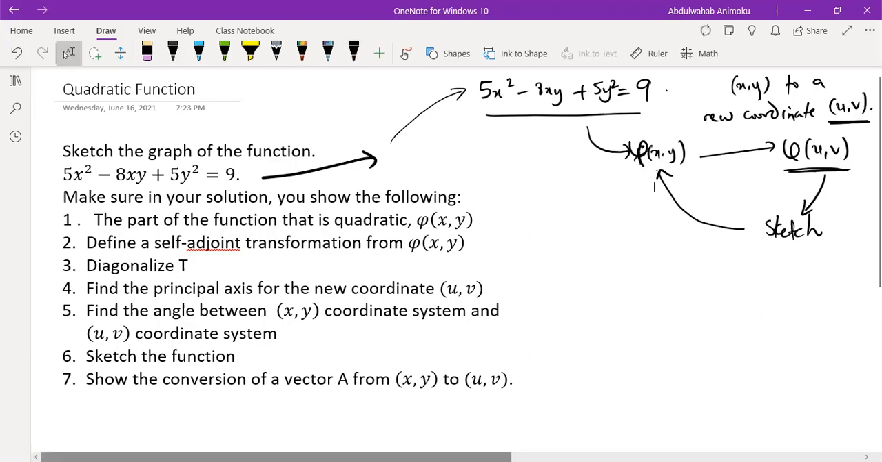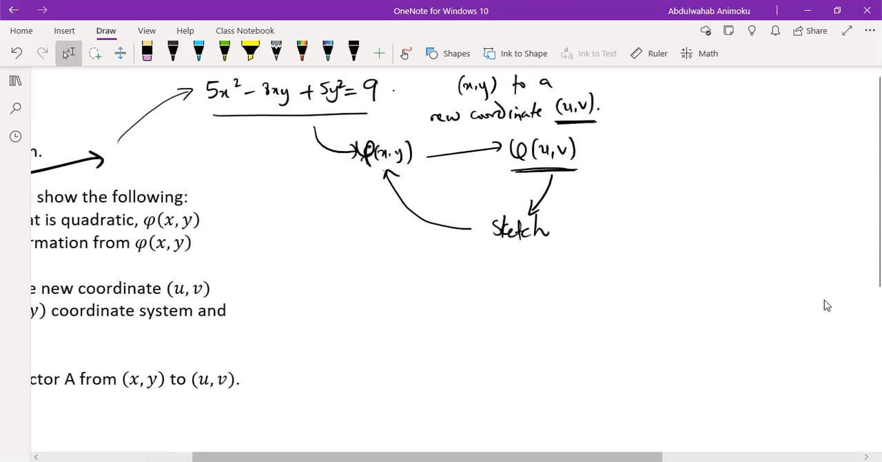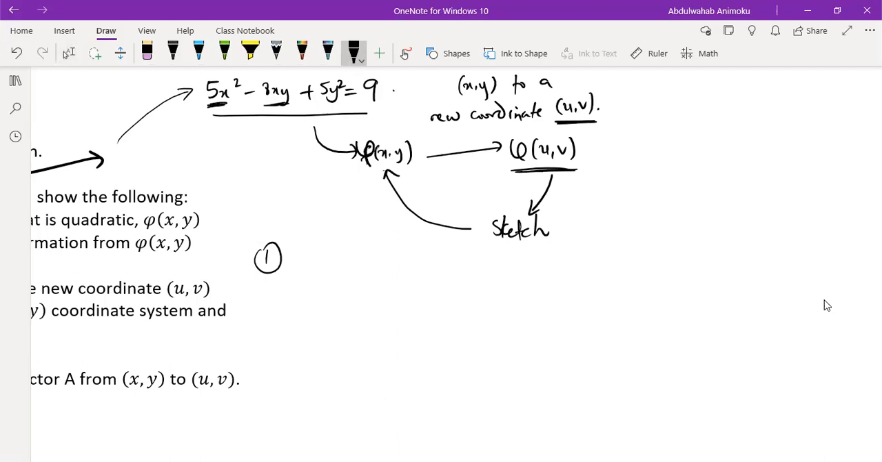So what's the first thing? The first thing is that we need to declare the quadratic part of this function. A function is quadratic if each term of the function is quadratic, meaning it has degree 2. By degree, I mean the sum of the powers of the variables. So each term should have a degree of 2. This has degree of 2.